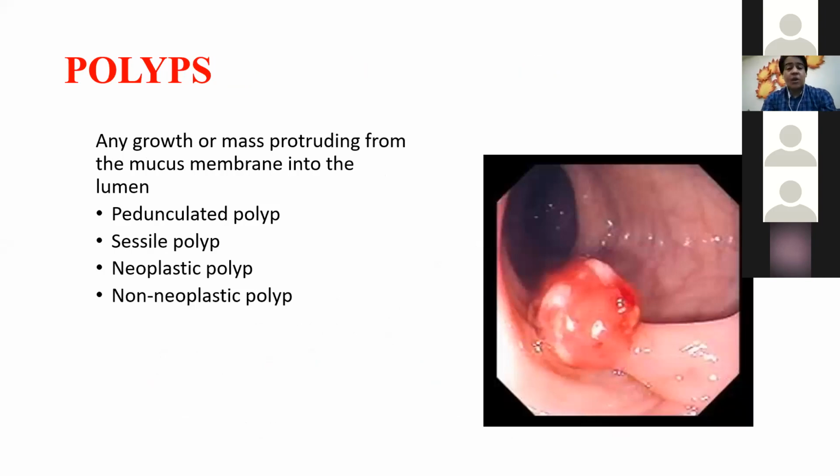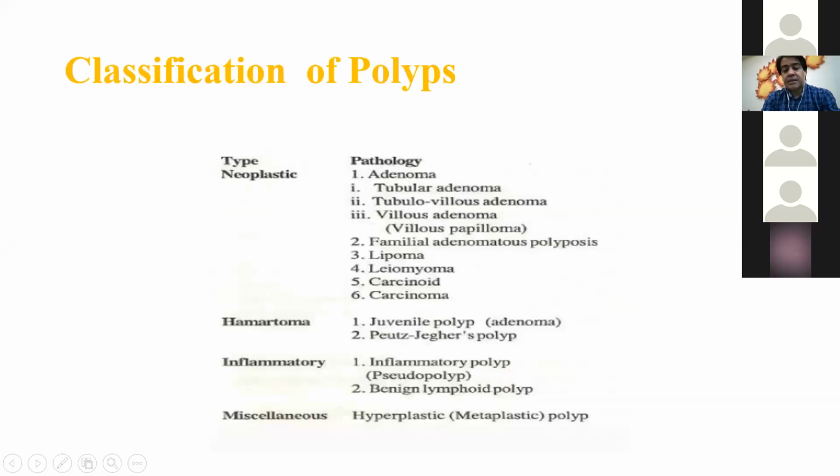Coming to polyps, by definition, a polyp is any growth or mass protruding from the mucous membrane into the lumen. Structurally, there are two types of polyp: the pedunculated polyp and the sessile polyp. From the management point of view, there are two types of polyp: the neoplastic polyp and the non-neoplastic polyp. This is the classification of polyps. There are 6 types of neoplastic polyps. We will not go into the detail of these polyps. We just go through and know the classification of polyps.